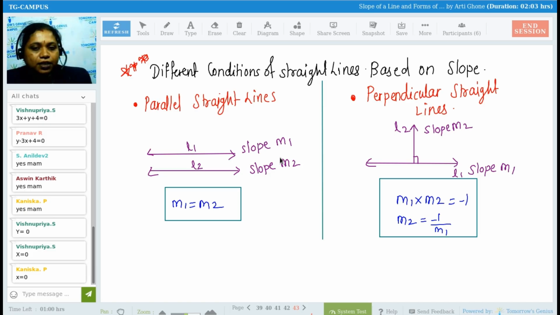Note down. The condition for parallel lines is M1 is equal to M2. The condition for perpendicular lines is M1 into M2 is equal to minus 1. Clear? Okay.